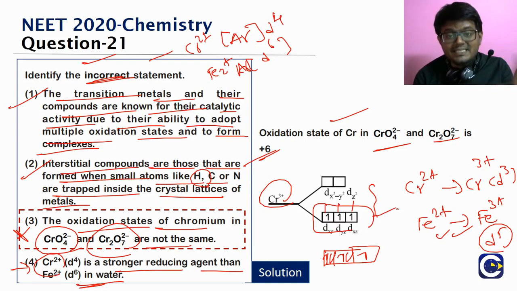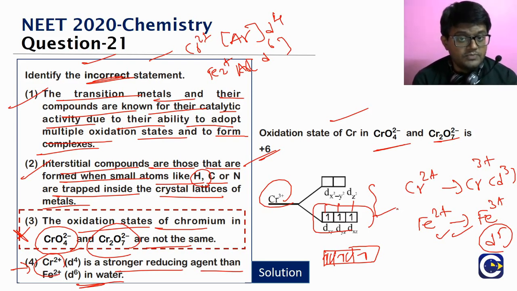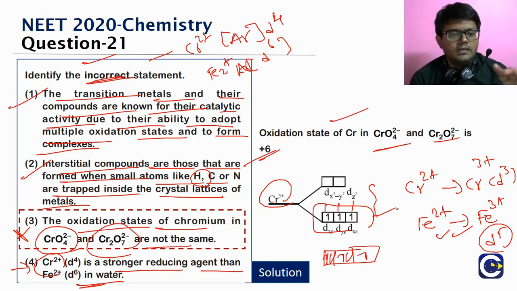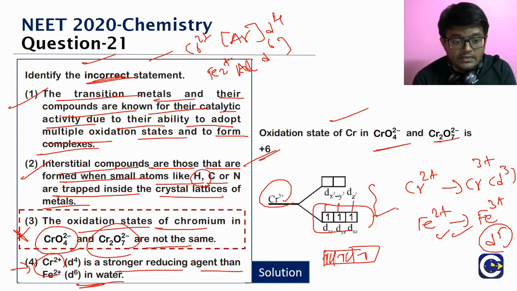So energetically, which is more favored? The Cr2+ becoming Cr3+ will be more favored. That means chromium 2+ can easily undergo oxidation, so chromium 2+ will be able to act as a better reducing agent. Okay. So the incorrect one, what is the incorrect one? It is option 3. That is the incorrect one.